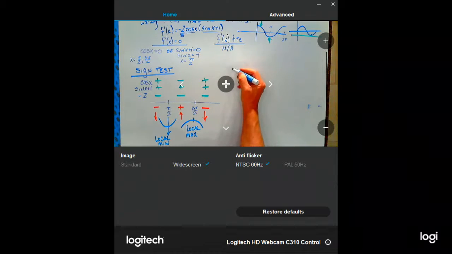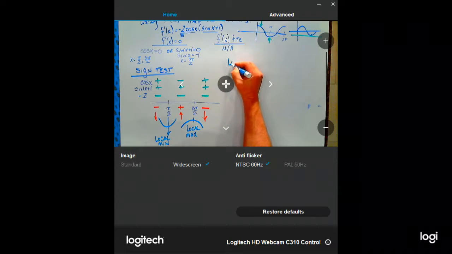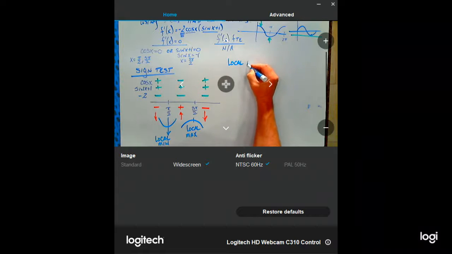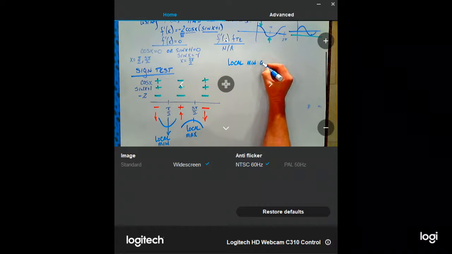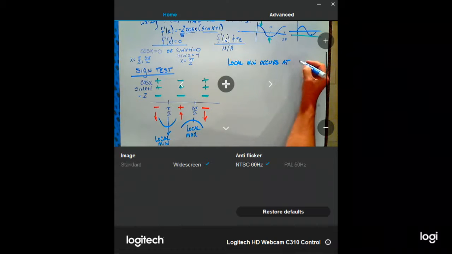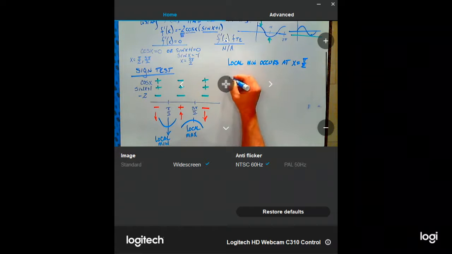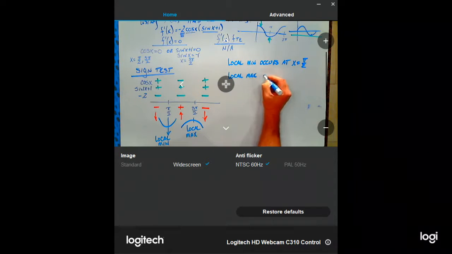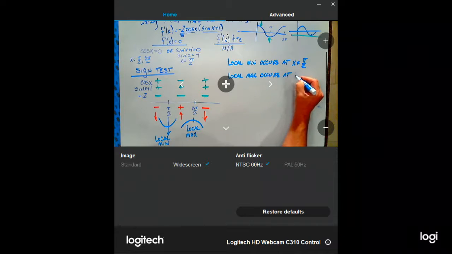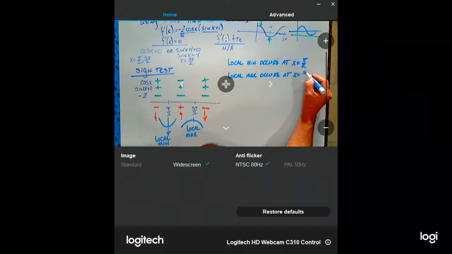Well, we could say the local min occurs at x equals pi over 2. The local max occurs at x equals 3 pi over 2. Right? That's where they occur.